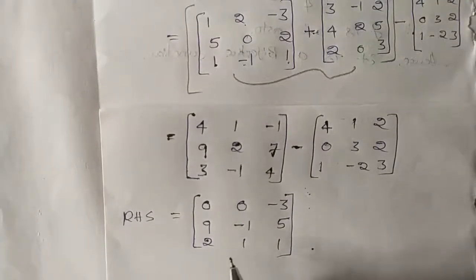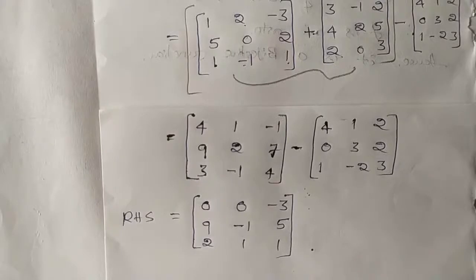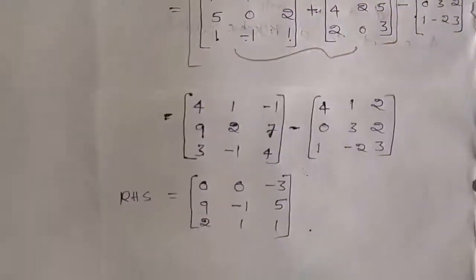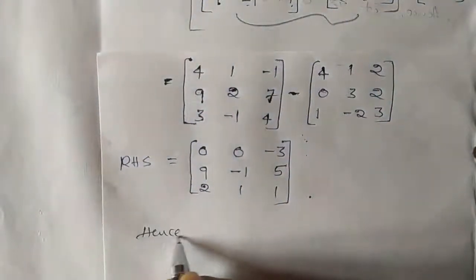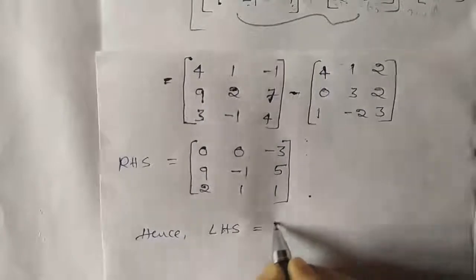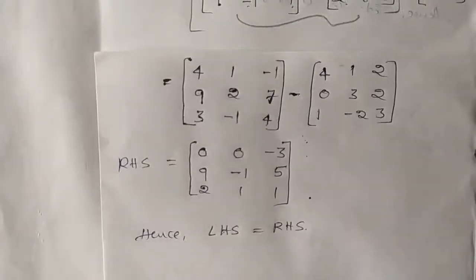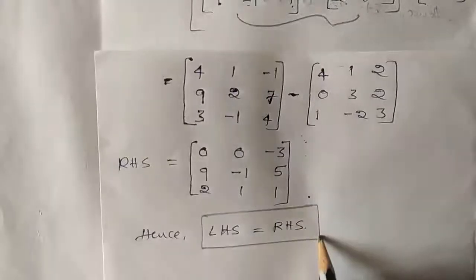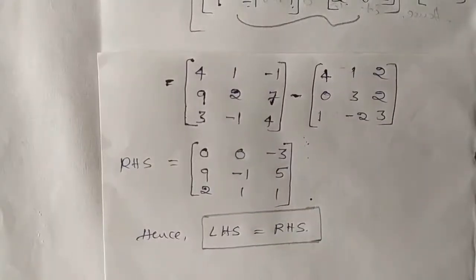Hence from LHS and RHS we can say that both are equal. Therefore, LHS equals RHS. Hence it is a solution for the 40th question.